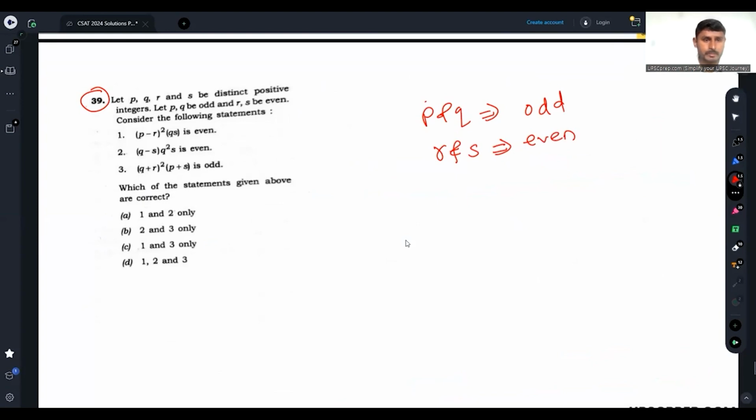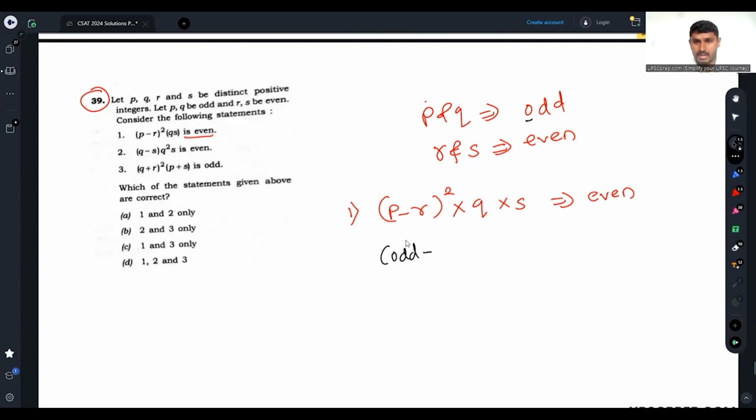Consider the following statements. Statement 1: (P minus R) square into Q into S is even. So we will validate this. ये जो है वो even है. Let's validate this. तो P is what? P is odd, right? तो odd minus R is even. Odd minus even क्या होता है हमेशा? Odd minus even is always odd, right? If you take any number, let's say for example 7 minus 2, odd minus even, it will be always odd. So I will write here, it will be odd, right?